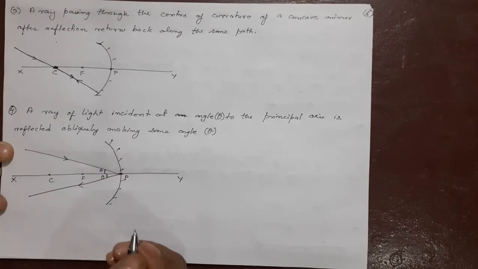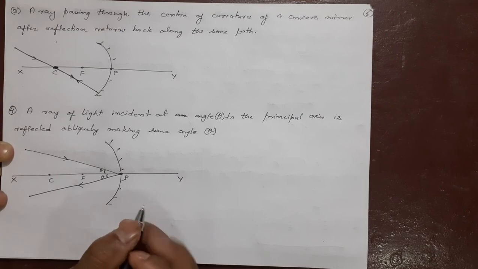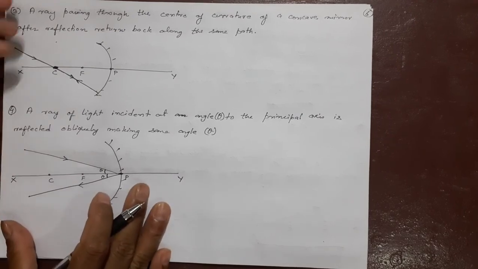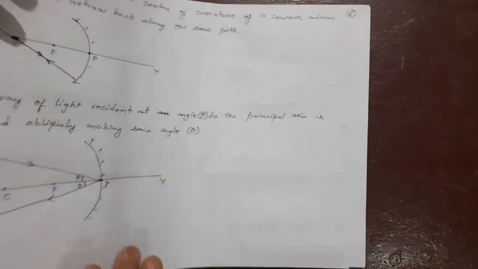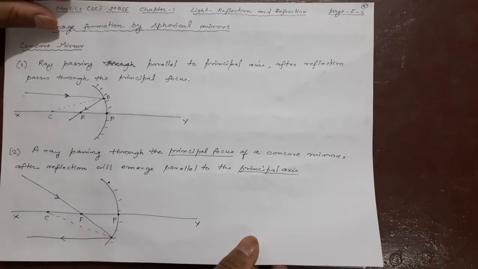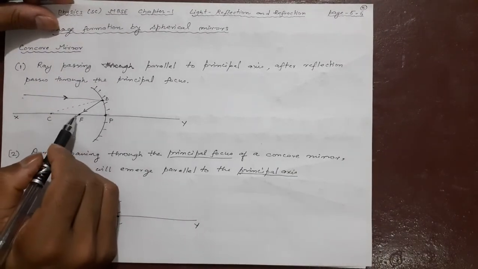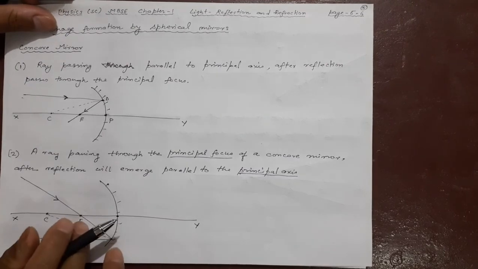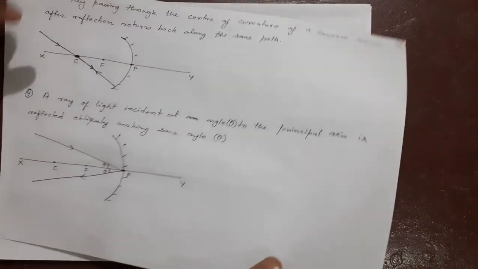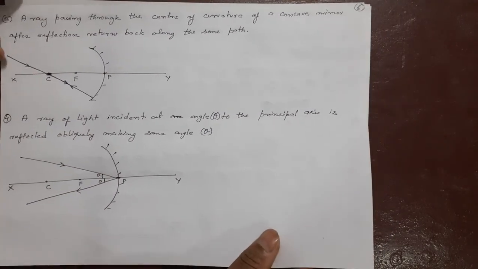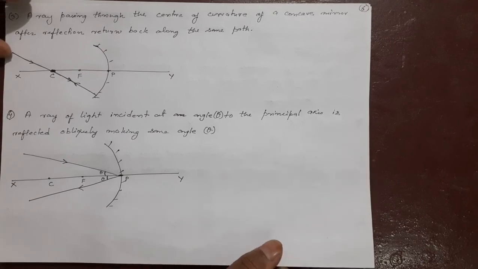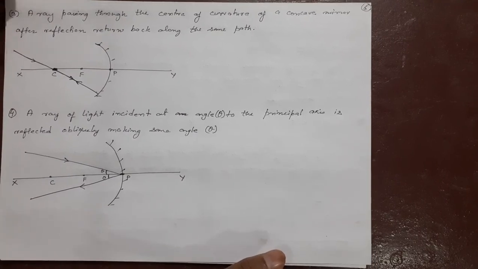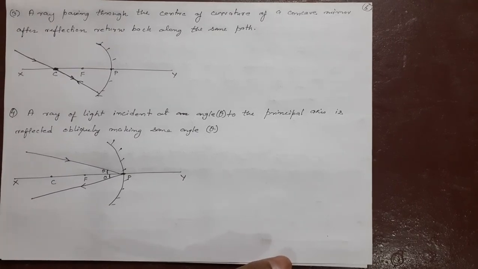These are the four different rules. Of all of them, the most used in your case will be the first one. This is very important. Whenever parallel light is coming, you have to pass it to the focus. This also you will use, and if you know the first and the third, most of the time your work will be done. These are the things you need as rules for making the images in a concave mirror.